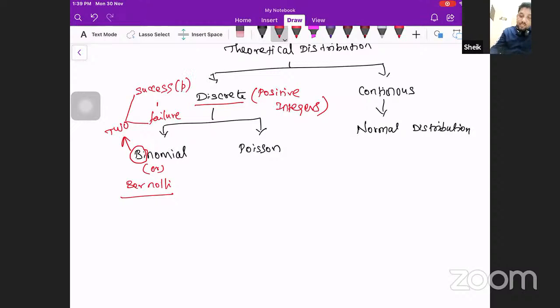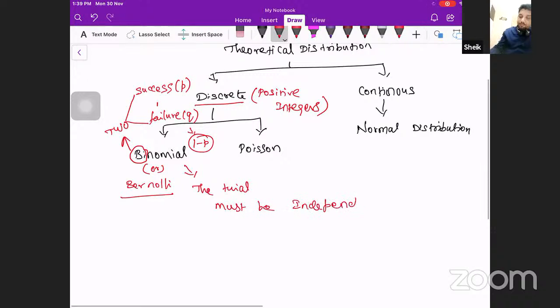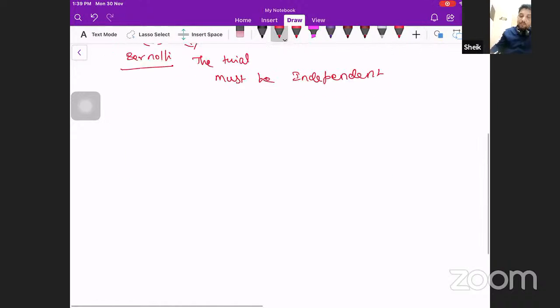Generally, we denote success as P and failure as Q. What exactly is Q? Q is 1 minus P. Now, the trials must be independent.